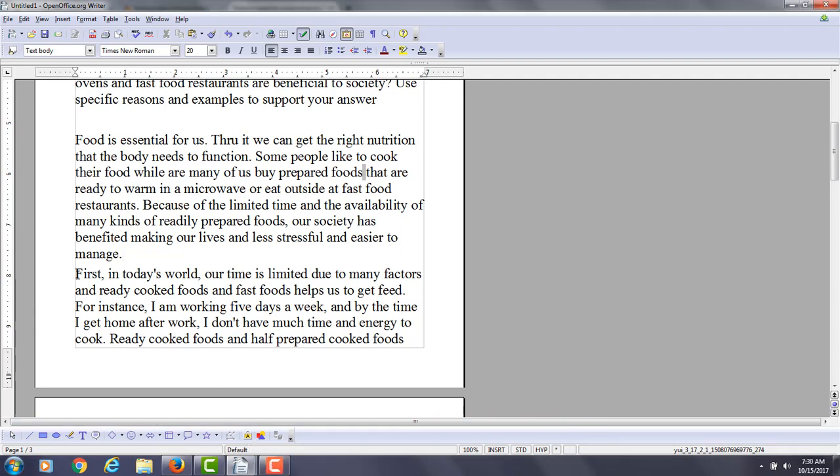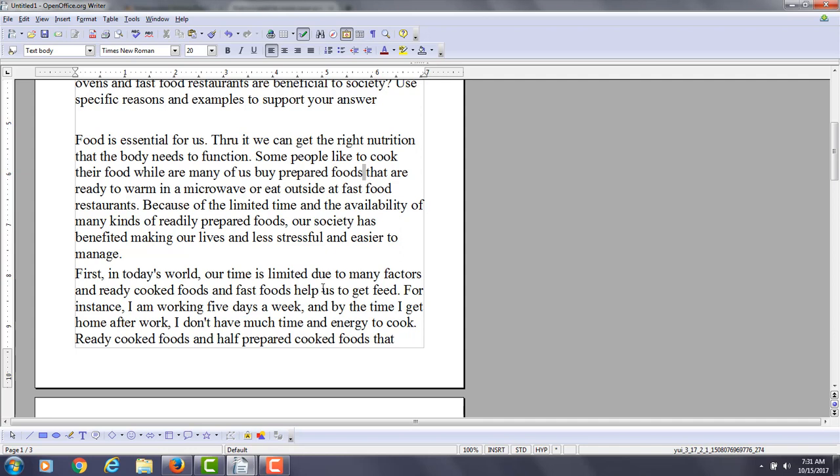Okay, let's move on to your second paragraph. You say, in today's world, our time is limited due to many factors, and ready-cooked foods and fast foods help, you want to use a plural verb, not singular, help us to get fed. But no, you don't want to do that. You want to say it helps us to relieve stress. Why? Because this is your key point. So your topic sentence needs to explicitly tie back to that.